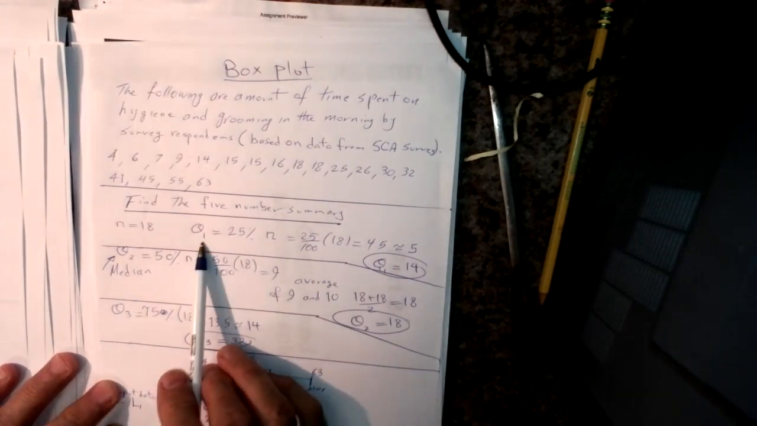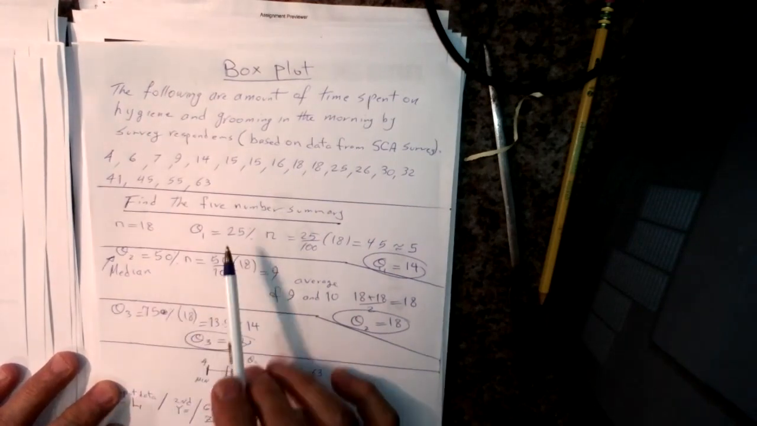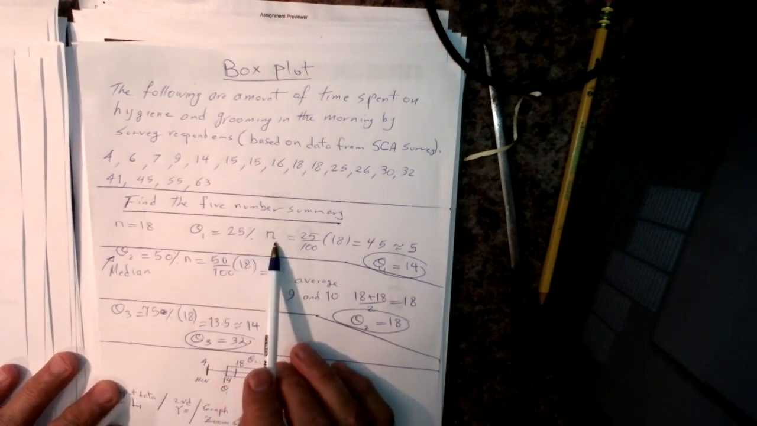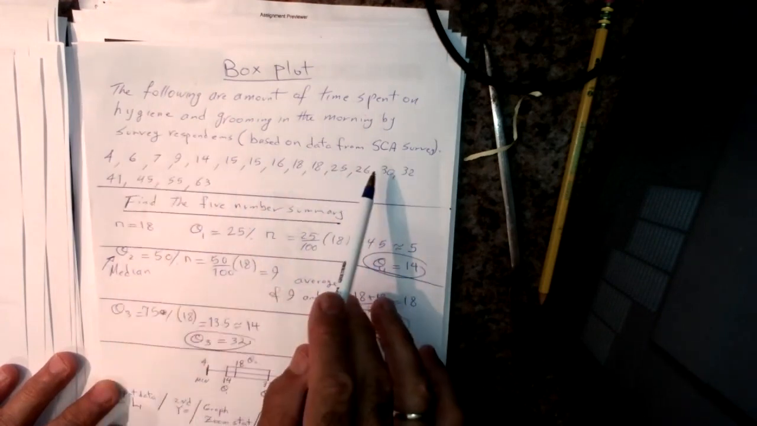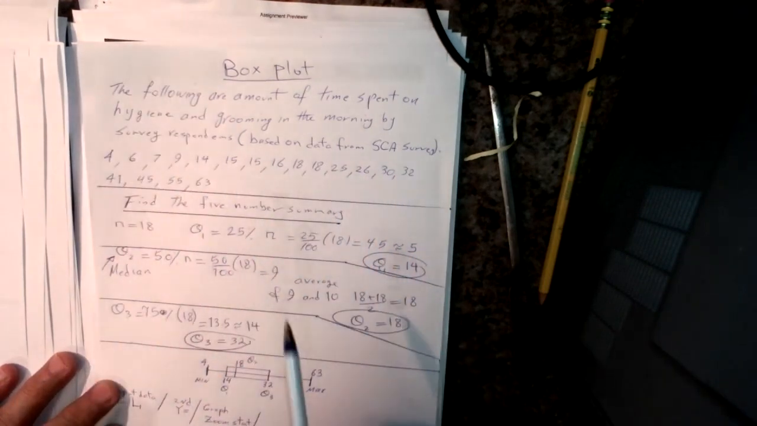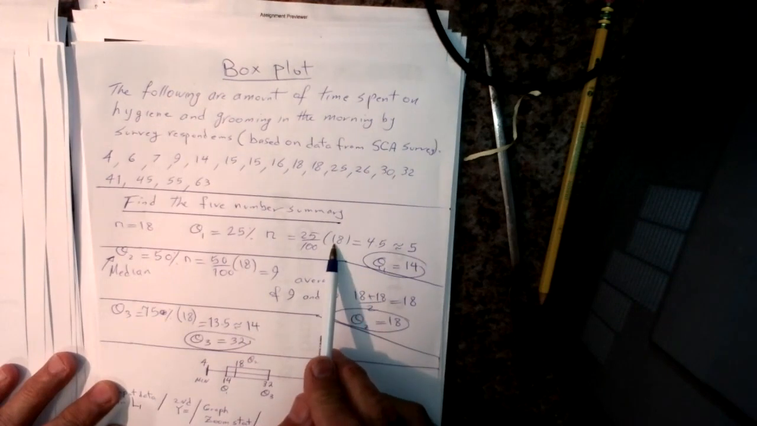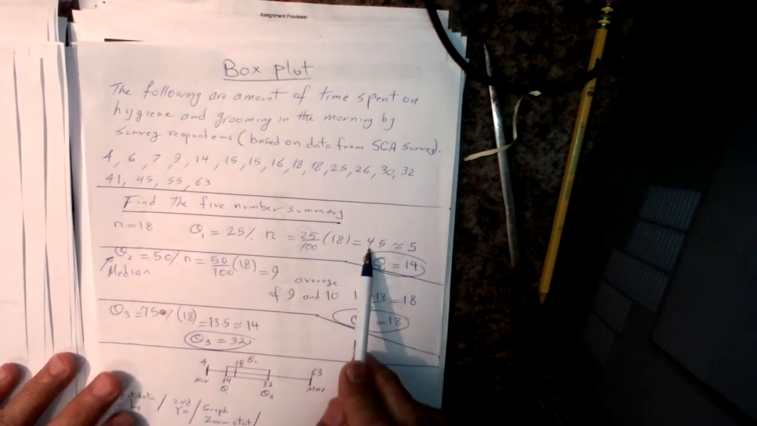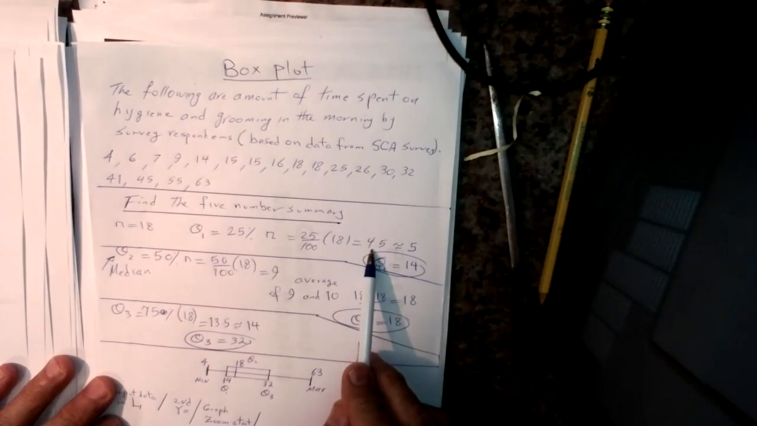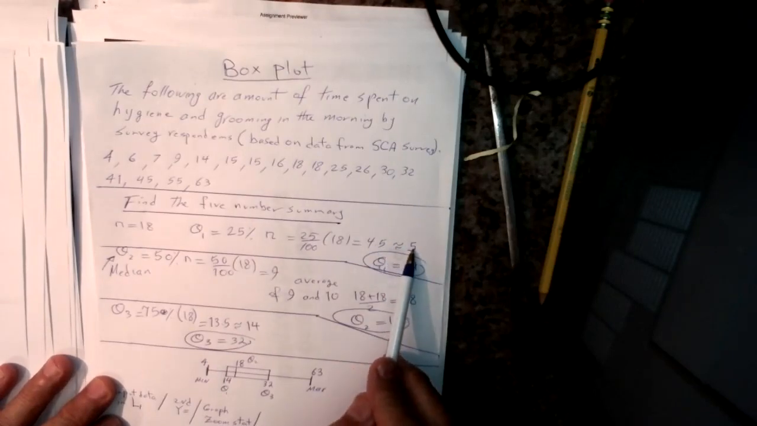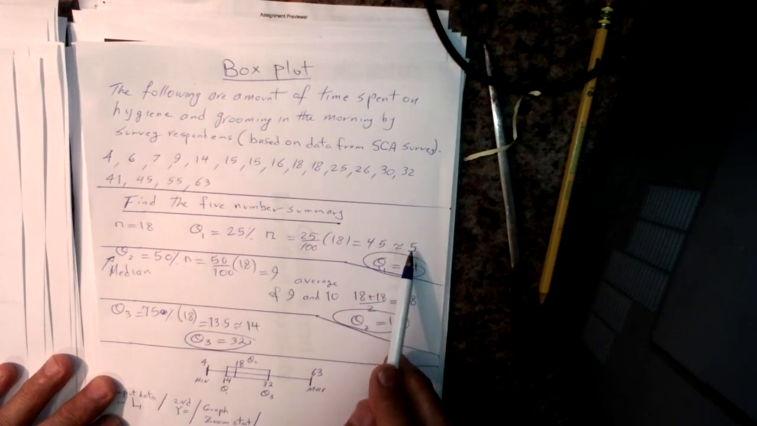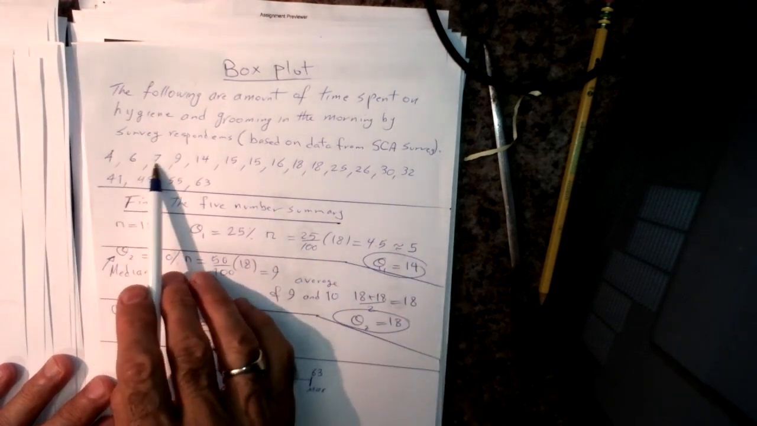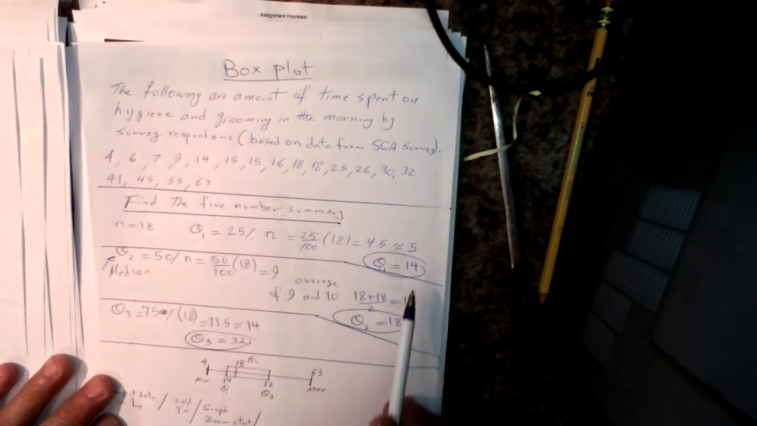We need to find Q1, Q2, and Q3. Q1 is 25% of the data. How many numbers do we have? 1, 2, 3, 4... there are 18 numbers here. So 25% of 18 is 4.5. If you have a decimal, you round it up to 5. Then you go and read which one is number 5. 1, 2, 3, 4, 5. So that would be your Q1.